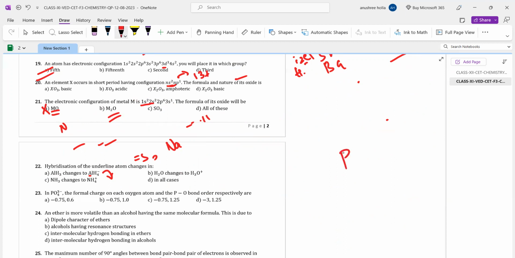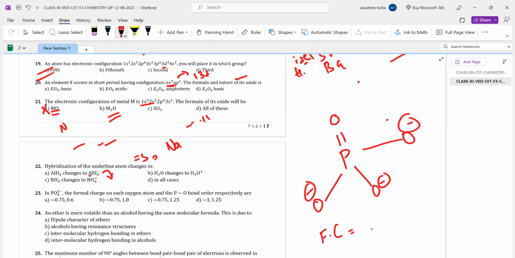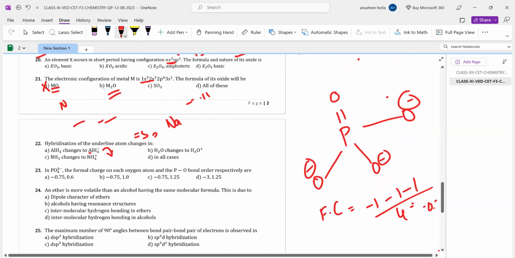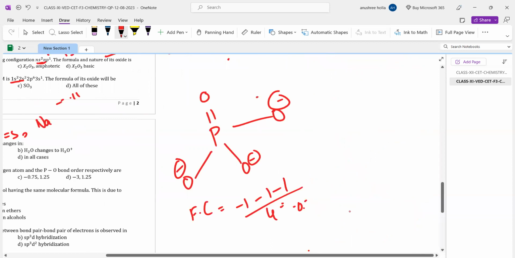So if you write the phosphate ion, it's PO4 3 minus, right? Now, how do you calculate the formal charge? You add all the charges, -1, -1, -1, and the charge is 0 on this oxygen atom, divided by the number of oxygen atoms. How many oxygen atoms do we have? We have 4. So this is -3 by 4, which is minus 0.75. This should be your formal charge.